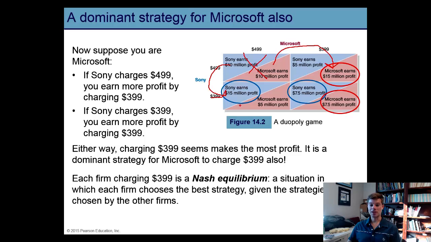In the lower left-hand box, it is Microsoft that could raise its profits by picking the other column, so that's not a Nash equilibrium. In the upper right-hand box, it's Sony that could raise their profits by picking the other row, so that's not a Nash equilibrium. The Nash equilibrium is in the lower right-hand corner.